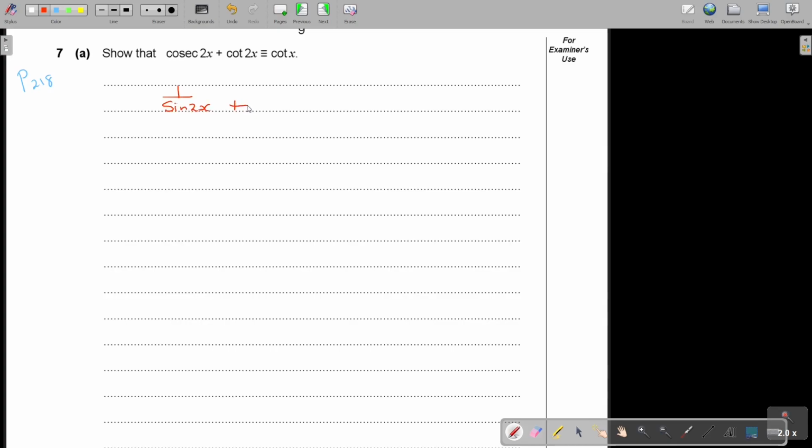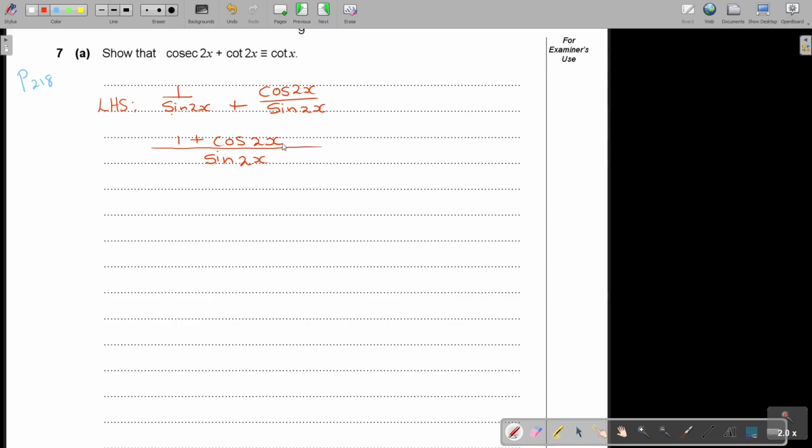Now, the same with cot 2x. You will find it also on page 218: cot theta is cos theta over sin theta. So cos is on top, over sin 2x. Now, do you see that the denominators are the same? This is the left-hand side. So I'm going to have sin 2x in the denominator, and 1 plus cos 2x on top.